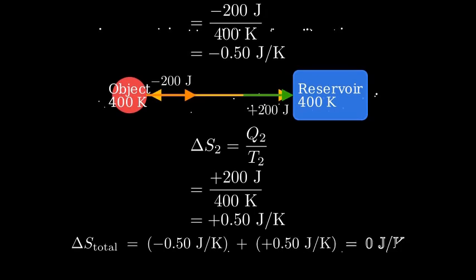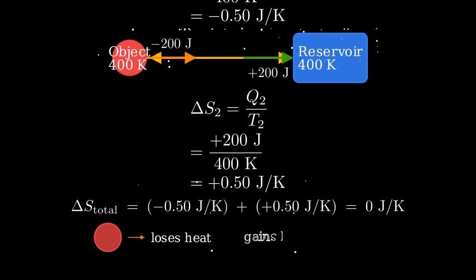Finally, the total change in entropy is the sum. Delta S total equals delta S sub 1 plus delta S sub 2. Adding negative 0.50 and positive 0.50 gives 0 joules per Kelvin. That is exactly what we expect for a reversible process at constant temperature.